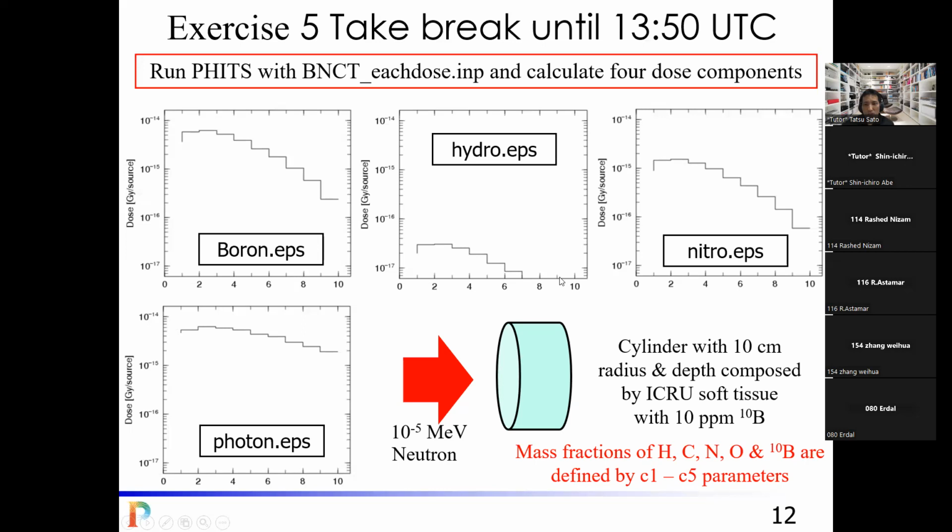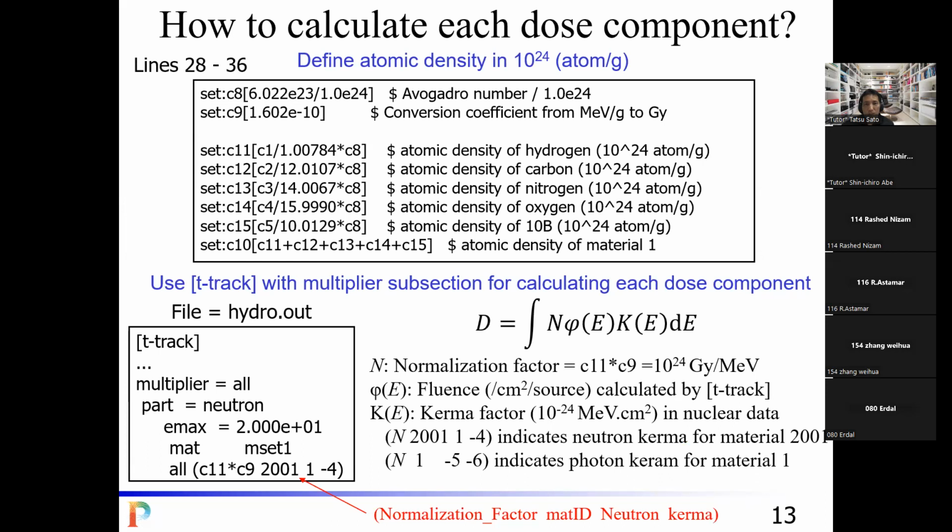Anyway, you got these results, I think. So boron dose, hydrogen dose, nitrogen dose, and photon dose. And the axis is fixed to 10 to the minus 17 to 10 to the 14. So you can directly compare it with these doses. And so I would like to explain how to calculate each dose component.